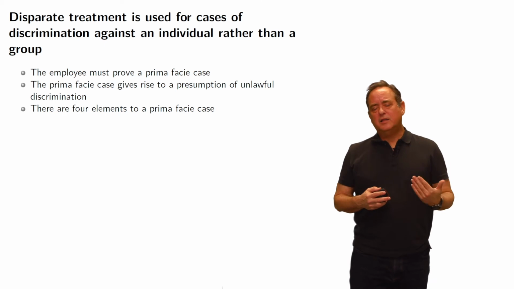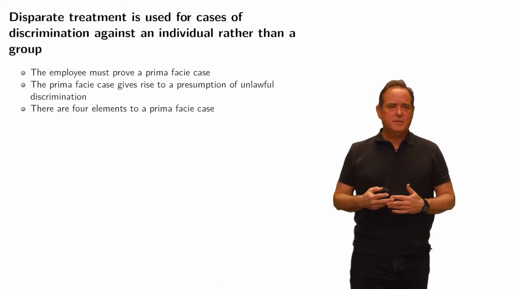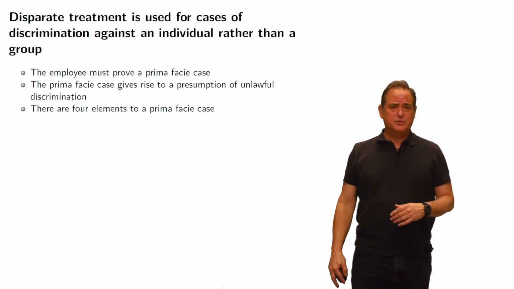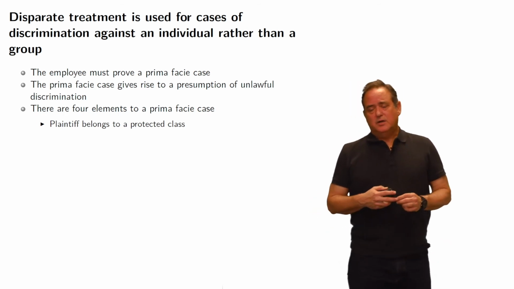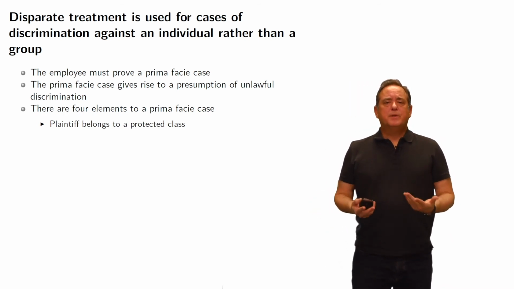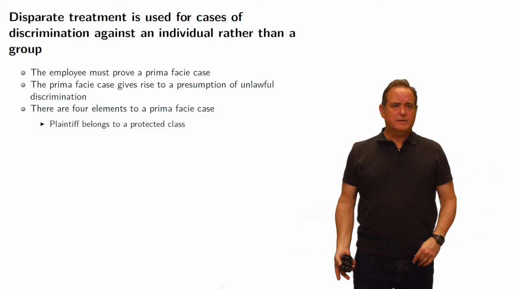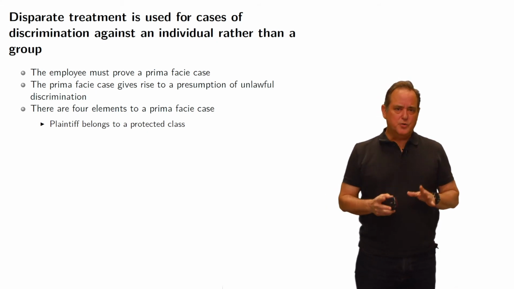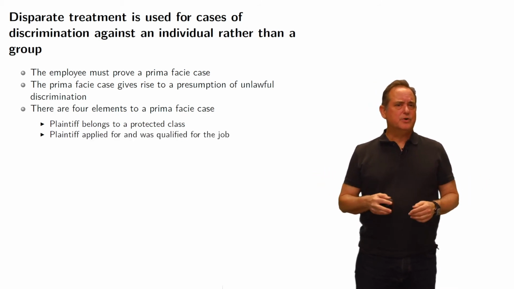Now, there are 4 elements to the prima facie case, and these you just have to memorize. It's going to be something we're going to see a lot when we get into the discrimination portion of the class. First of all, you have to prove membership in a protected class. You have to prove that you belong to a protected class. You're a man or you're a woman. You're a Czech American, you're a Mexican American. You have to show that you are a member of the protected class. Again, usually pretty easy to prove.